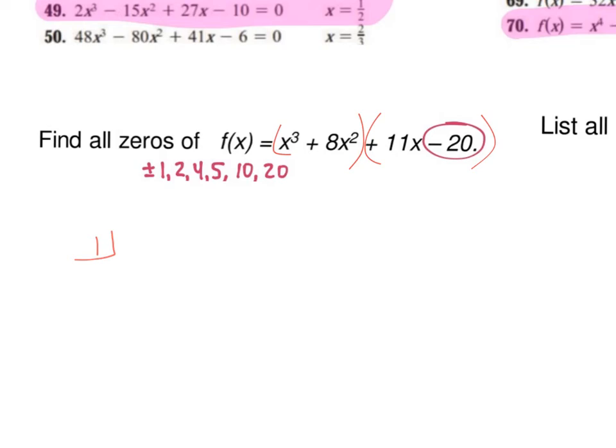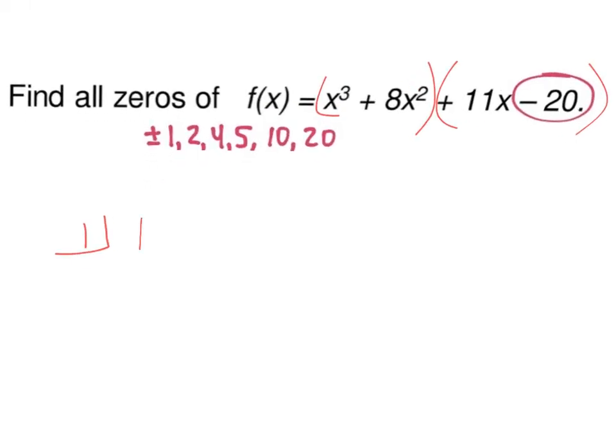Do what you want. I always start with 1 and just go up because it's easier. But how would I check to see if 1 is a factor here? You put 1 in the little box. Okay, 1 in the little box, and then what? Synthetically divide. So I have 1, 8, 11, and negative 20.